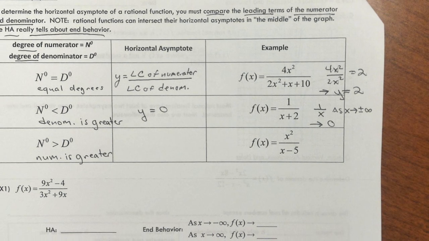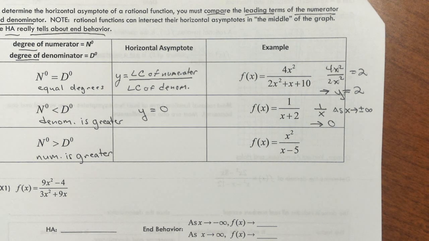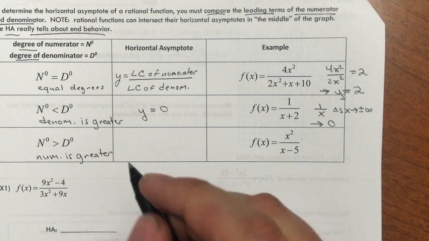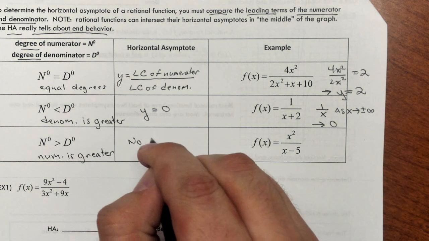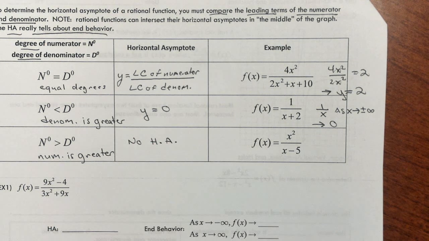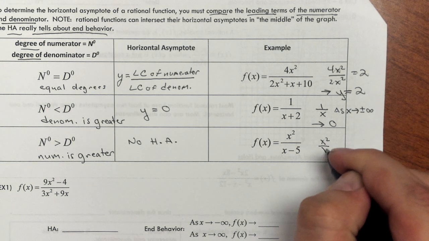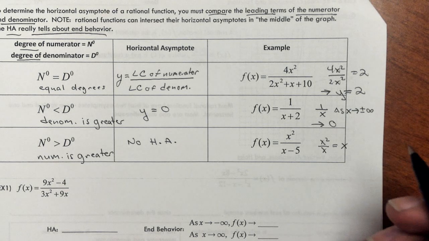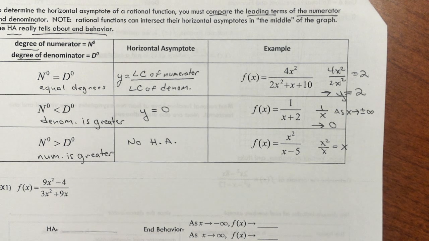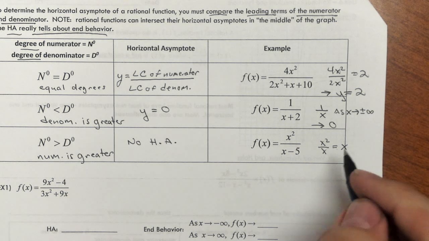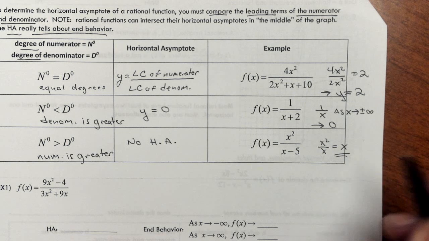The last case, if the numerator is of a greater degree. Well, what's going to happen here is that I will have no horizontal asymptote. Think about it right here. x squared over x is essentially x. Now, that is not a constant. If x is very large, then x will approach positive infinity. If x gets very small, then x approaches negative infinity. So what this tells me is what the end behavior does.